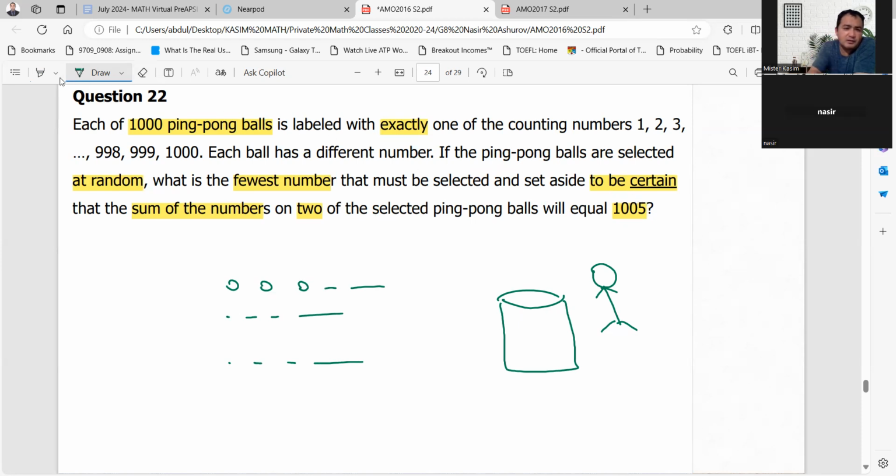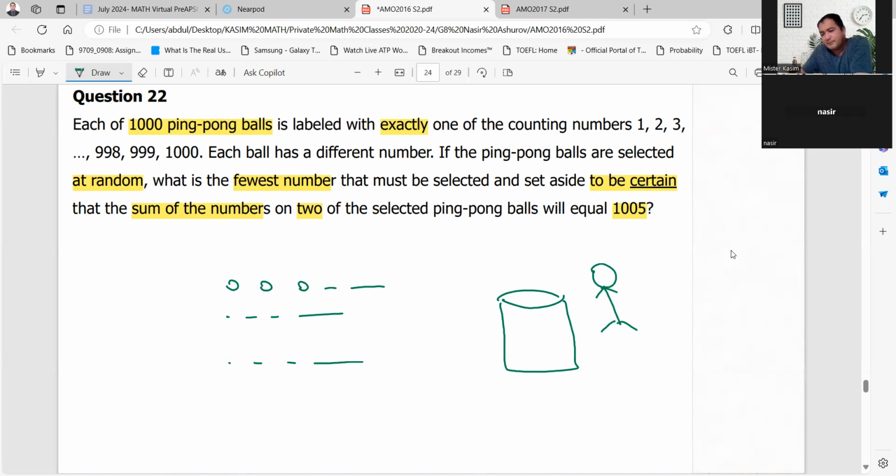That's a keyword. A lot of students don't understand that. What do we mean by to be certain? To be certain means that without looking at my bag, I can tell you exactly that in this bag, there are two balls where the sum of the numbers on them will be equal to 1005. And my actual decision is based on deduction, the logic. I'm not checking this one by one. Because of some calculation, I can say exactly that.